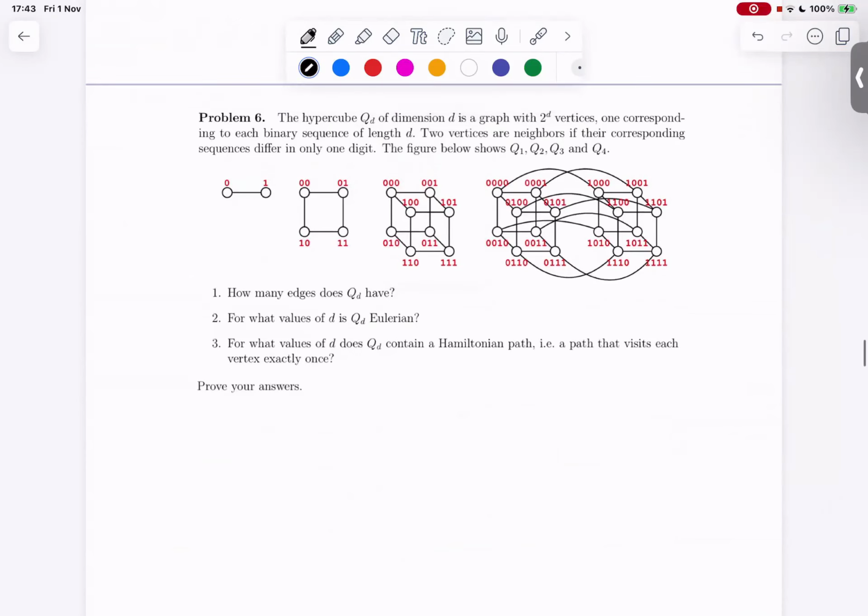For problem 6, a hypercube QD of dimension D is a graph with 2 to the power of D vertices, one corresponding to each binary sequence of length D. Two vertices are neighbors if their corresponding sequences differ in only 1 digit. You can easily see the illustration in this graph. For the first part, we want to calculate the number of edges of QD.